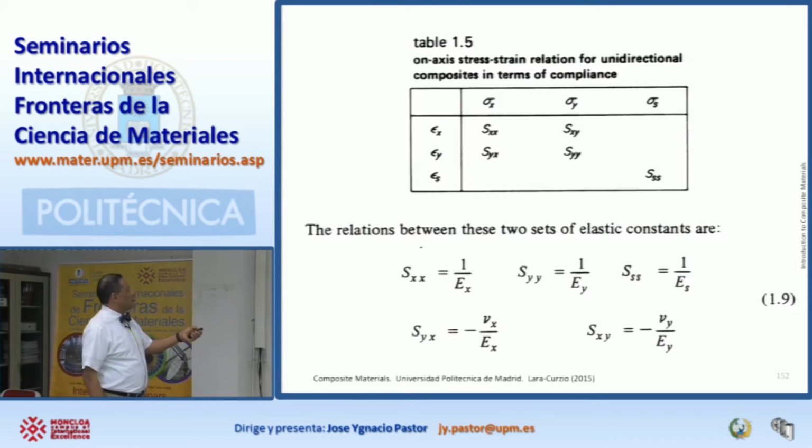So this is the so-called compliance matrix. OK? So the compliance constants give you a relationship between a strain and a stress according to this. OK?